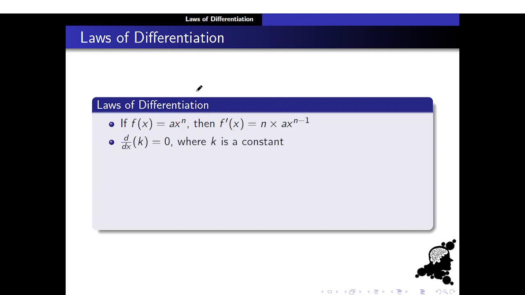The derivative of a constant is 0. So what does this symbol mean? This basically means the derivative. And you'll have different symbols that mean the same thing.